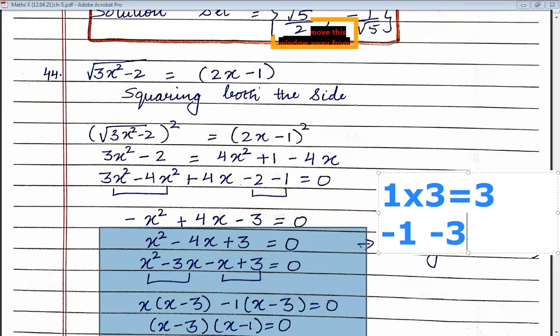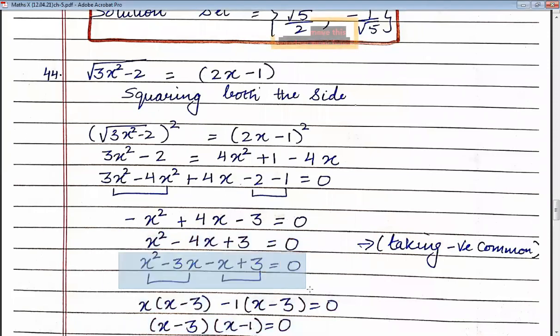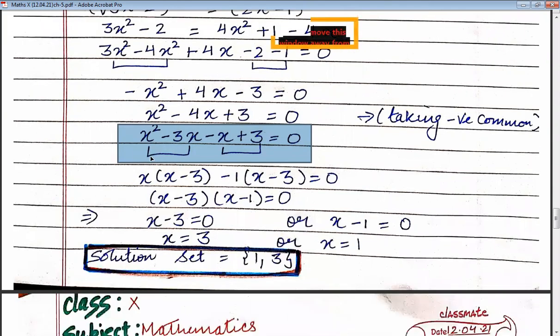If you take these two factors, its multiplication is 3. Minus 1 multiply minus 3 is 3. And if you add them, minus 1 and minus 3, you will get minus 4. That is your middle term. So it means you can split your middle term by minus 3x and minus x. So now you can write here x square minus 3x minus x plus 3 is equal to 0. Now children, take common from the first two terms, that is x, and inside it will be x minus 3, and from the last two terms minus 1 is common, inside it is x minus 3.